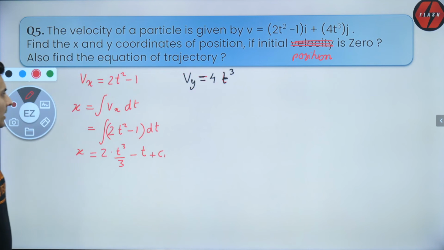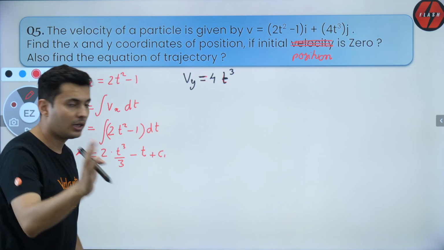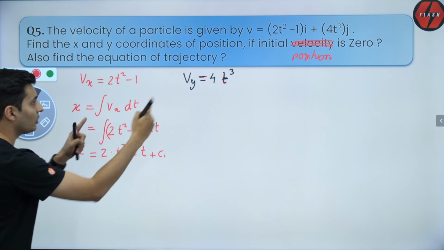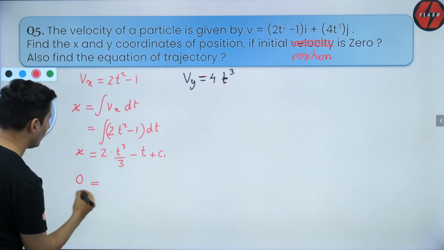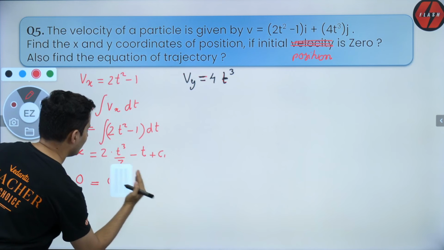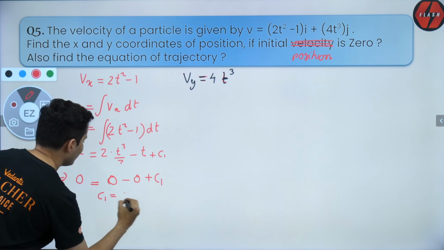Please take note of that. I think it should have been initial position. All right. Okay. Now coming over here. So if initial position is 0, that means at time 0 x is 0. So just put 0 and 0. So C1 is just 0.